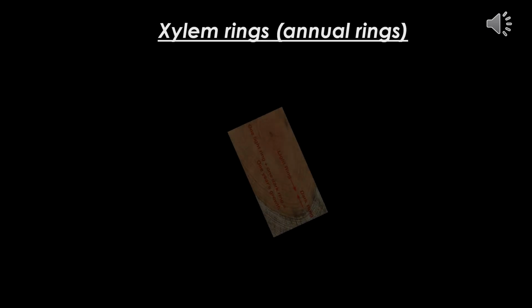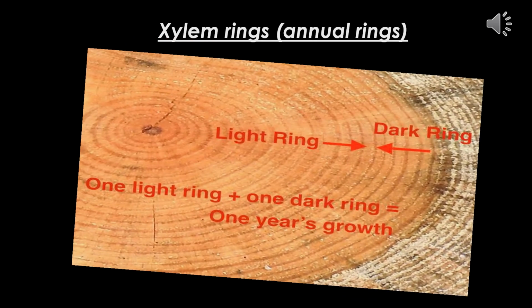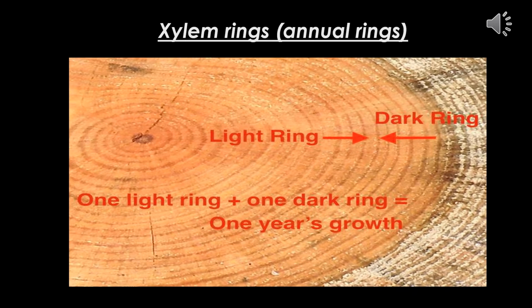Next is the xylem rings. Have you seen the cut end of a trunk of an old tree? You might have seen many rings in the cut end which has been cut transversely. They are the xylem rings. They represent the age of the tree. That means one ring is formed in every year.